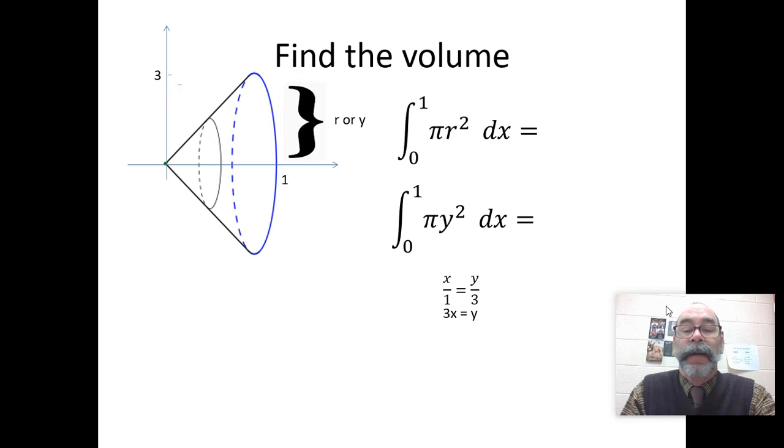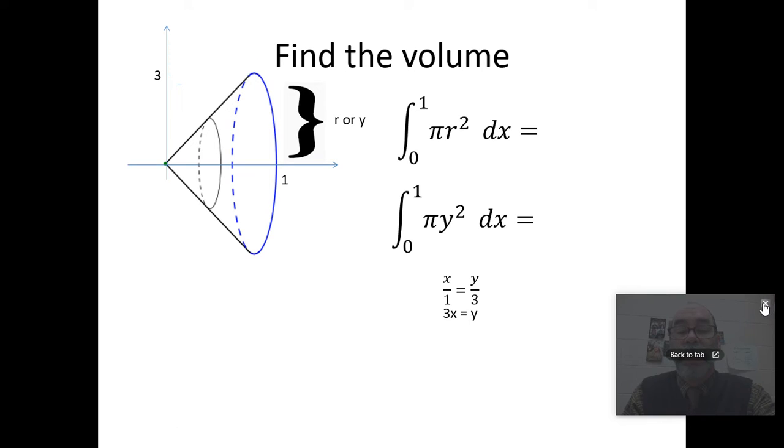But what is y? Well, we have to set up similar triangles because each circle is based on that triangle that we have. So you can do x over y equals 1 over 3, or x over 1 equals y over 3. Either way, you still get the same equation, 3x equals y. Be able to go through and do that.